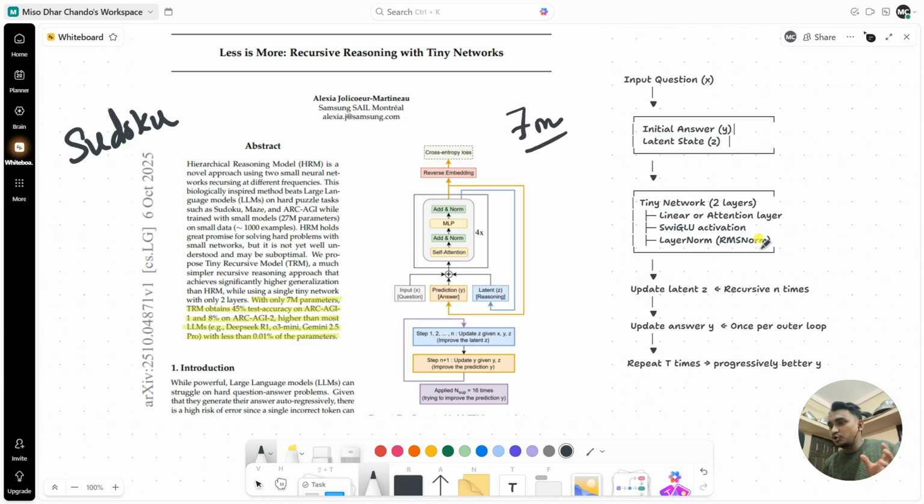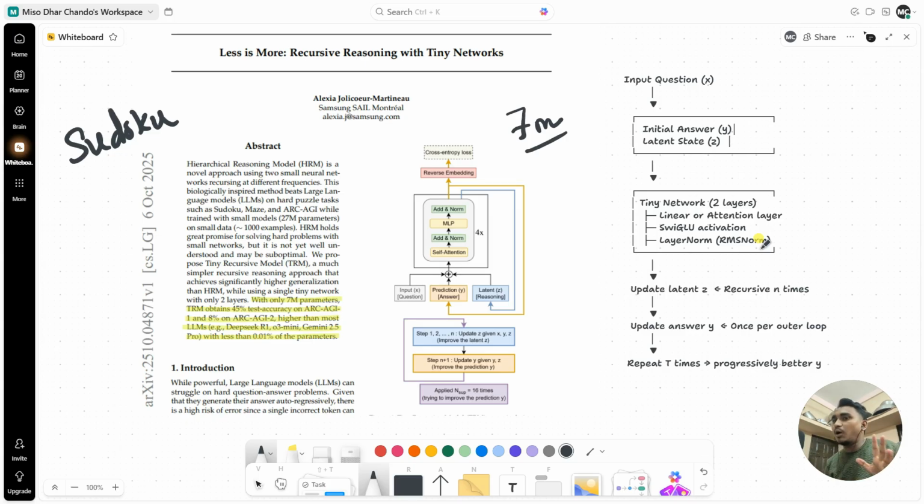If I simplify things from the paper, it basically takes an input question, and after that we have two more variables. One is the initialized answer, another one is the latent state. And then we have the tiny network, which has two layers. One layer consists of the linear or the attention layer, and SwiGLU activation functions, and layer normalizations using RMS norm. And then it updates the latent state recursively n times.